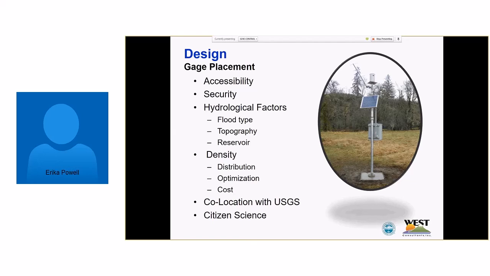Are there reservoirs involved? Those are the kinds of questions you need to look into ahead of time. What's the density of gauges? I get that question all the time. How do you distribute the gauges over the watershed? Is there a way to optimize, and what's the cost?